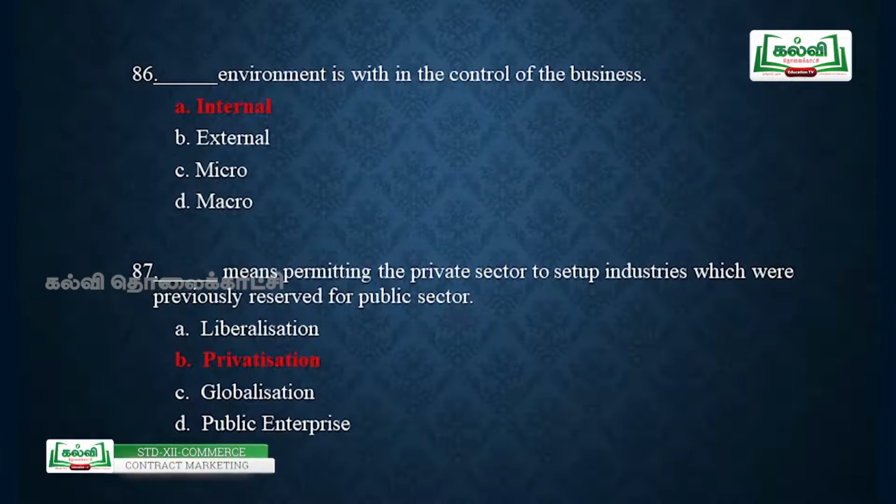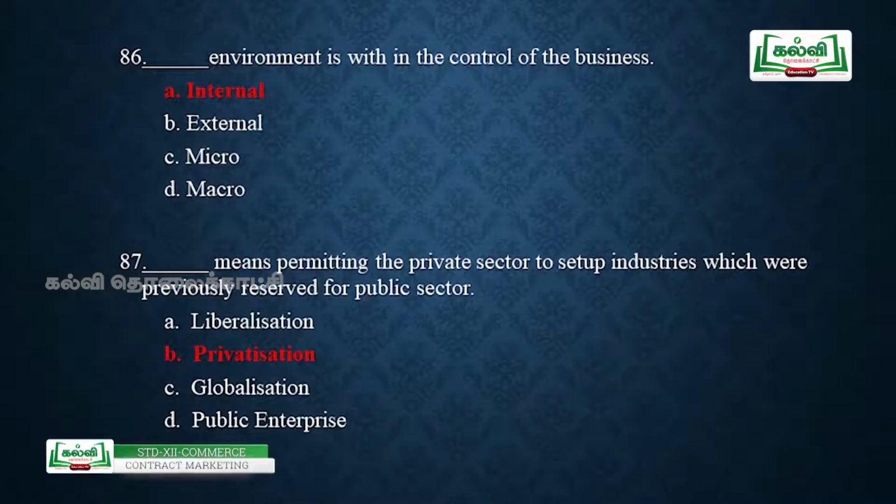Then next one, dash means permitting the private sector to set up industries which were previously reserved for public sector. Some of the companies are reserved only for the public sector, but in the public sector, some private companies may be allowed to start their business. We have 4 options. Option A, liberalization. What is meant by liberalization? Liberalization means relaxing the rules and regulations of the companies in between the countries, the rules and regulations to transport, import, export.